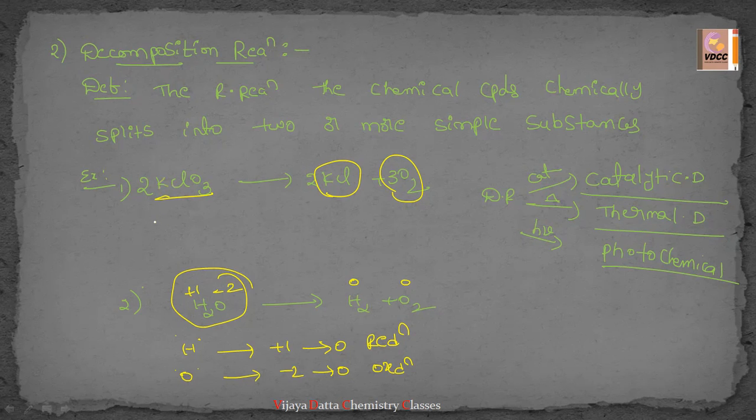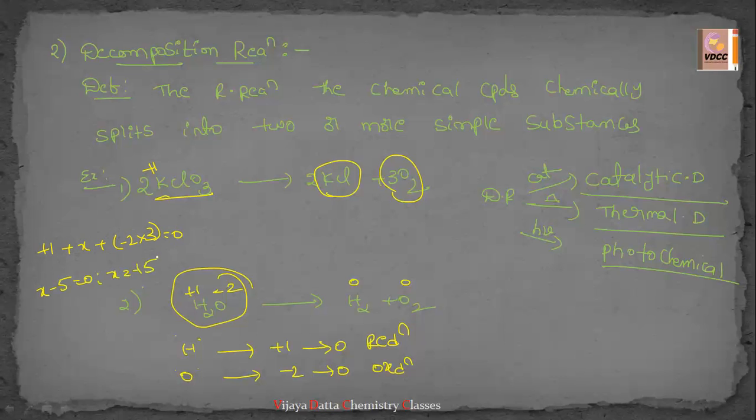To know the oxidation states, potassium is plus 1. If you don't know chlorine's oxidation state, how to find it: plus 1 plus x plus minus 2 into 3 equals 0. Minus 2 into 3 is minus 6, plus 1 gives minus 5, so x minus 5 equals 0, then x equals plus 5. So chlorine's oxidation state is plus 5, oxygen is minus 2. Whereas here, potassium is plus 1, chlorine is minus 1. Oxygen is in elementary state, so its oxidation state is 0.